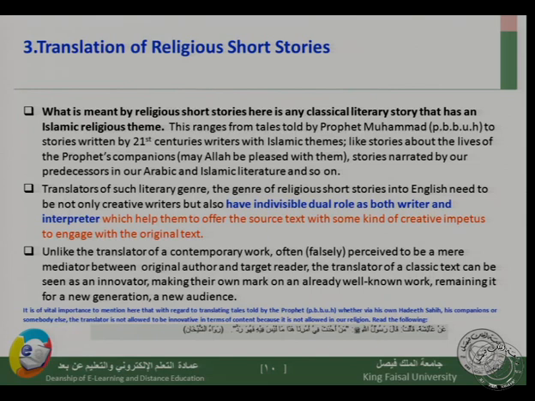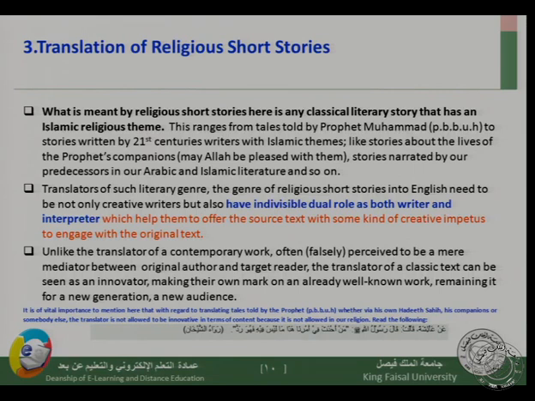The translation of religious stories. What is meant by a religious short story is any classical literary story that has an Islamic religious theme. This ranges from tales told by the Prophet Muhammad sallallahu alaihi wasallam, written, and to the stories written now. I mean, now you can write religious stories. So all this is included under this religious stories translation.